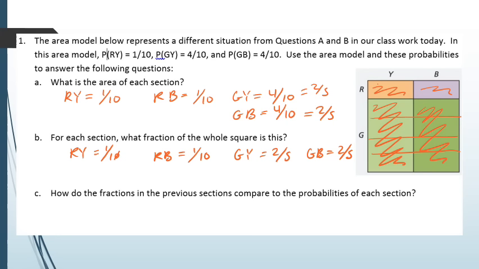And then, how do the fractions in the previous section compare to the probabilities of each section? Noting at the top, the probability of red yellow was 1/10. And the area of red yellow is 1/10. So basically they are equal to each other. The probabilities and the areas match, which is what makes an area model such a helpful model.